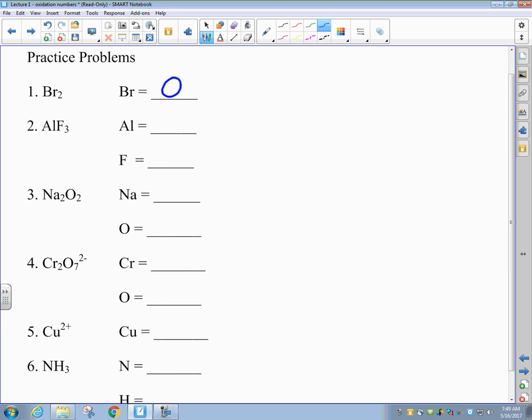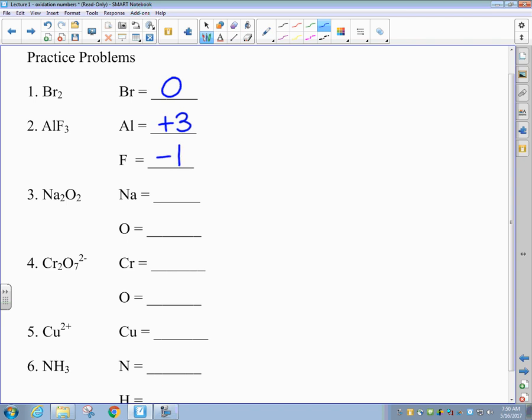For number 2, we have aluminum fluoride. In determining its oxidation states, the first thing we want to do is look to see if either of these atoms has only one oxidation state available. When you look at aluminum, the only possible oxidation state for aluminum is +3. Now, if we take a look at fluorine, the only possible oxidation state for fluorine is -1.